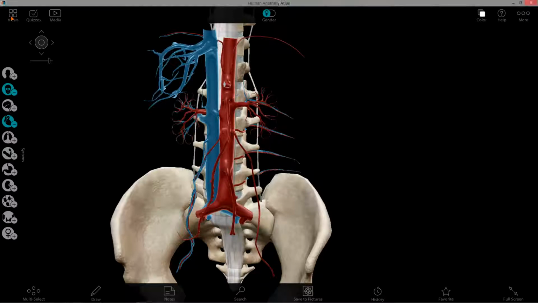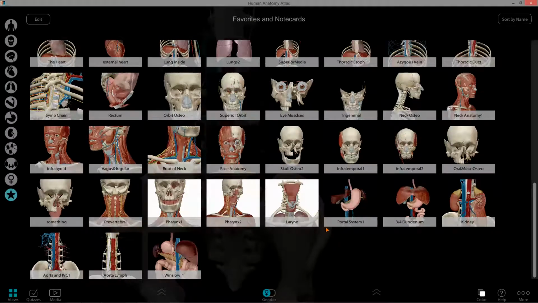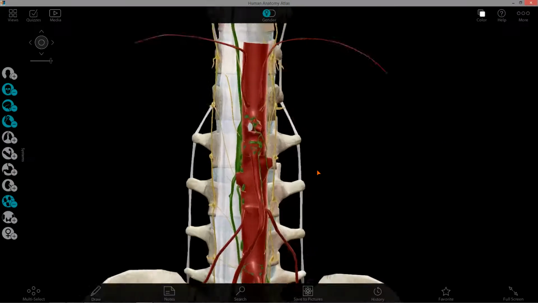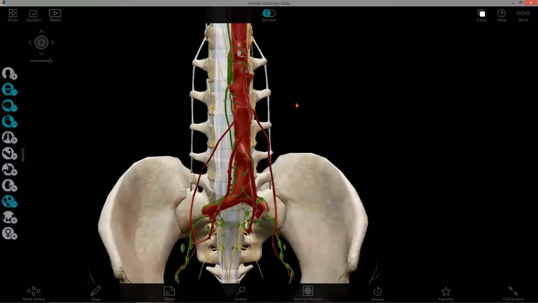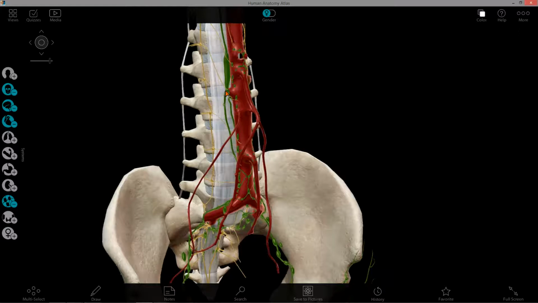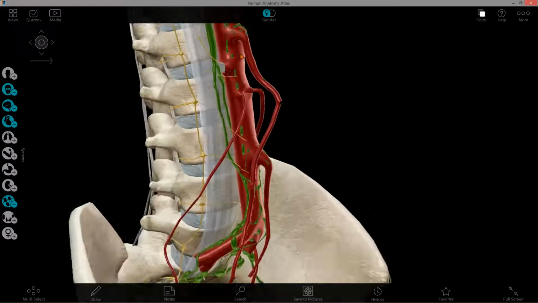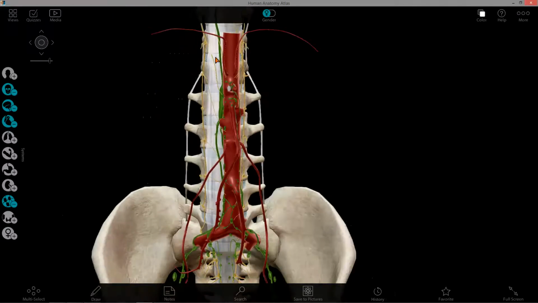The last thing I want to talk about in this video is a real quick review of some of the major lymph nodes of the abdomen. Don't worry, this looks more complicated than it actually is. The first thing I want to talk about is the cisterna chyli. Just to orient you, this is an anterior view, superior, inferior.